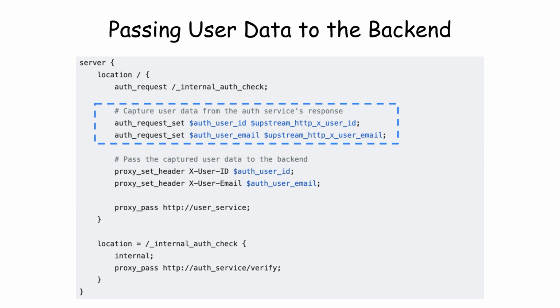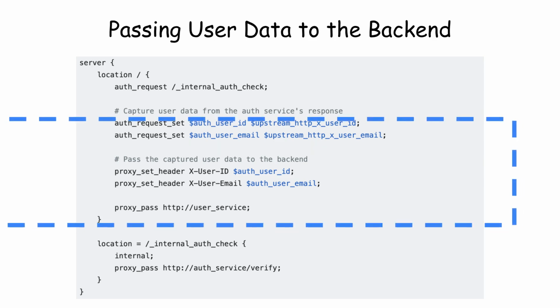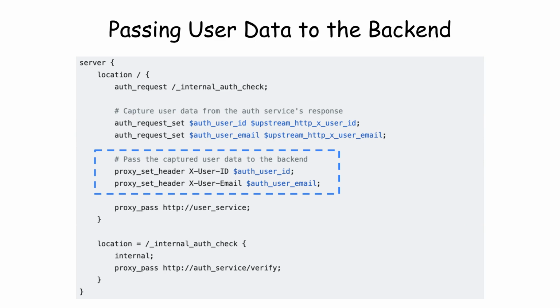Let's assume our Auth service, upon a successful verification, returns custom headers like X-User-ID and X-User-Email. The auth_request_set directive reads these headers from the upstream Auth service's response. We then use proxy_set_header to add these captured values as new headers to the original request before it's finally passed to the user_service. Now our backend can safely trust these headers.